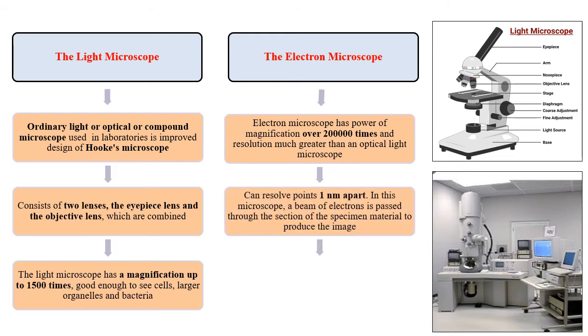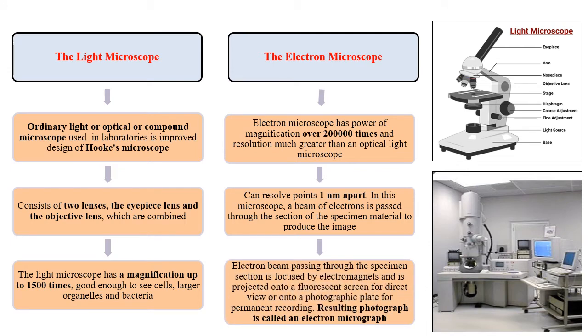1 nanometer apart. In this microscope, a beam of electrons is passed through the section of specimen material to produce the image. The electron beam passing through the specimen section is focused by electromagnets and is projected on a fluorescent screen for direct view or onto a photographic plate for permanent recording. The resulting photograph is called an electron micrograph.